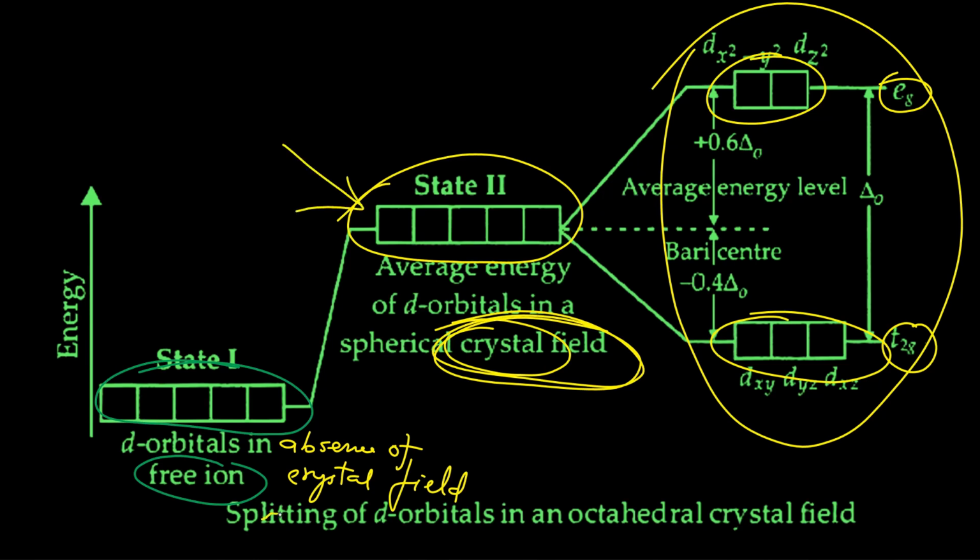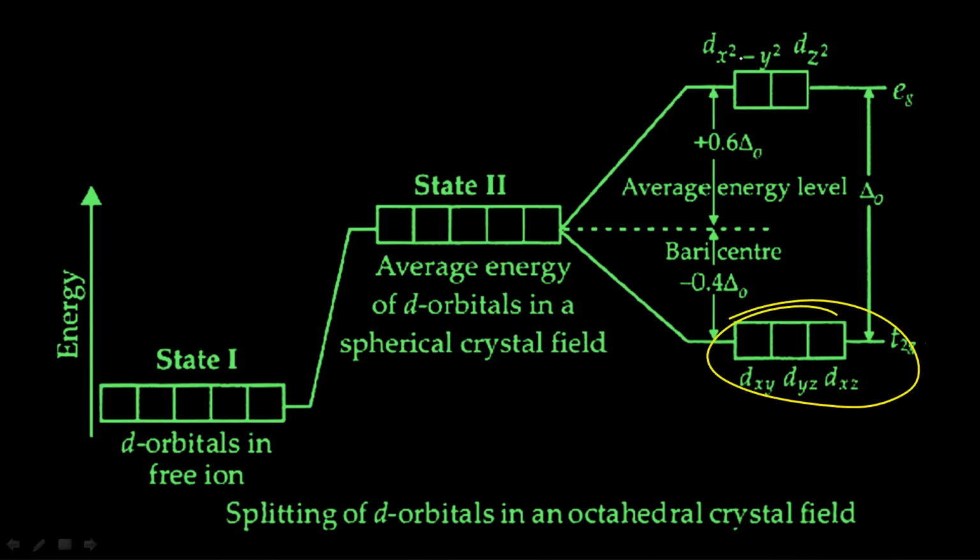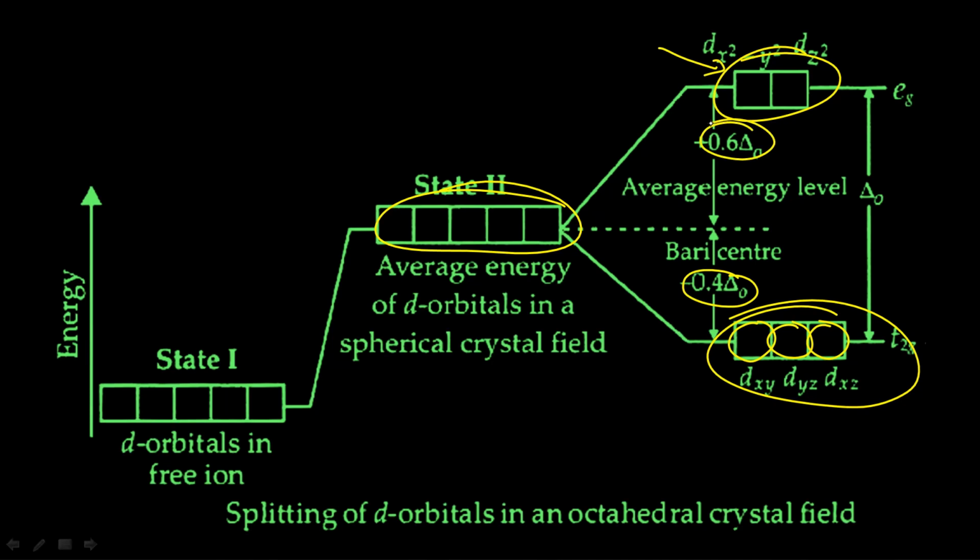The sum of the energy here and the sum of the energy here will be equal to this total energy. It means you have three orbitals here multiplied by 0.4, and two orbitals multiplied by 0.6. Whatever is positive and negative will be the same, they will cancel out, and you will get the average here. This average is known as the barycenter. If you come across the barycenter, it is the average of the T2G and Eg energies.